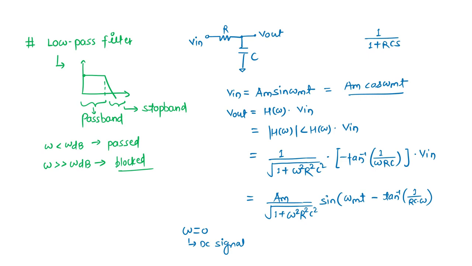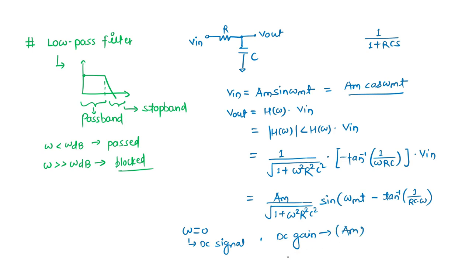So if omega is 0, what does it mean? Your DC gain is nothing but 1. The amplitude is going to be unchanged. It is AM only.